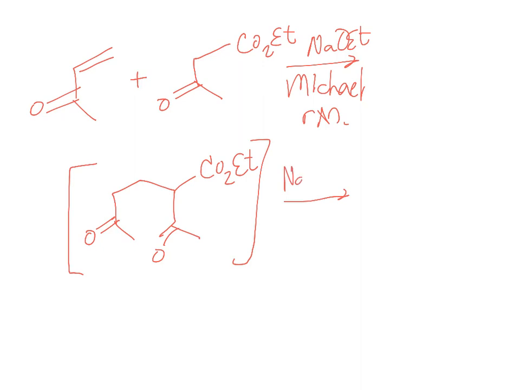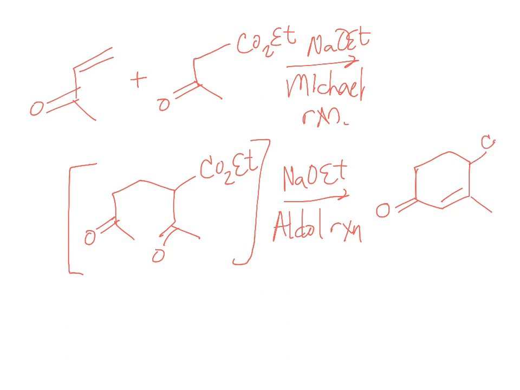If we have enough base in solution, we can then do an aldol reaction, because we know aldol reactions happen with base. And what this ends up doing is an intramolecular aldol reaction. We close up the ring, and we have our piece left over here. So you do your Michael reaction first, and then we do our intramolecular aldol reaction. So how do we decide what our products are going to look like from the beginning to the end? Let me show you.